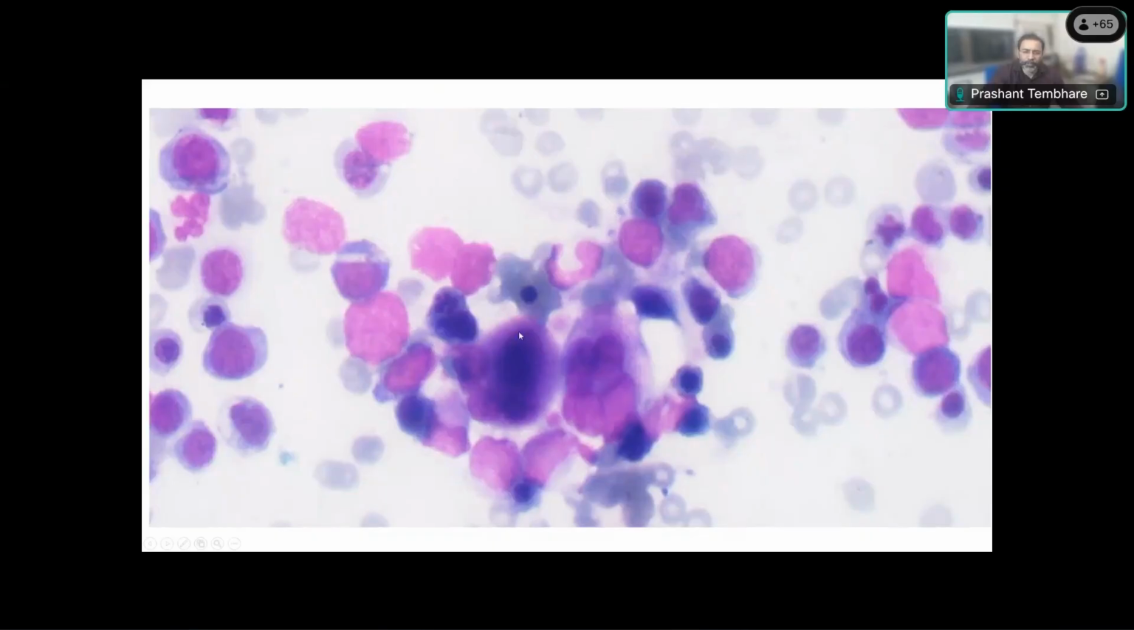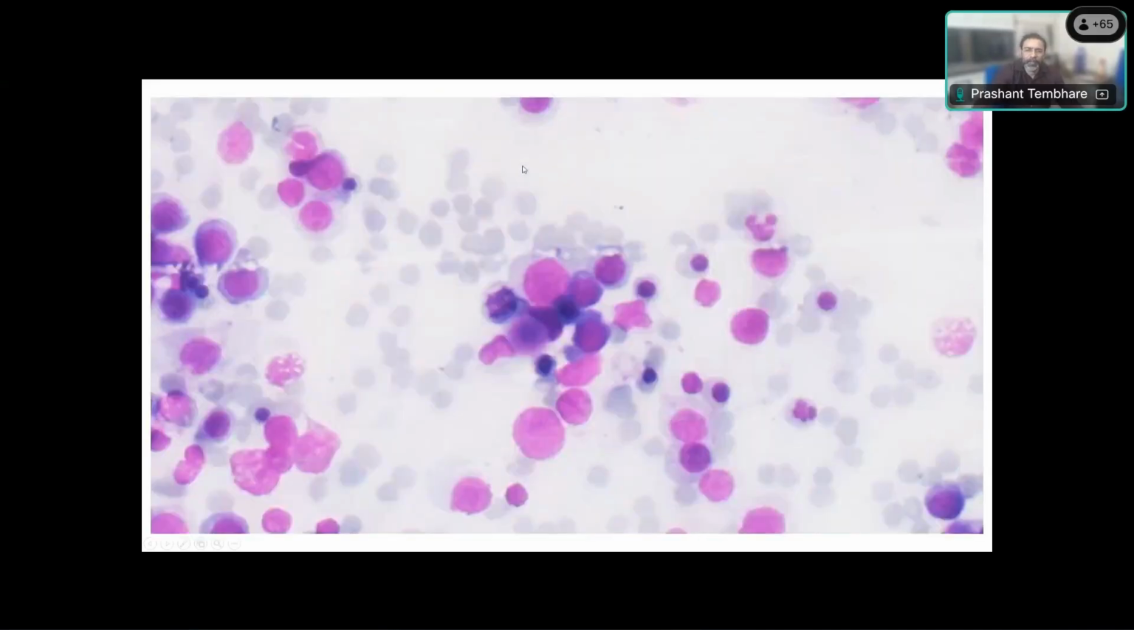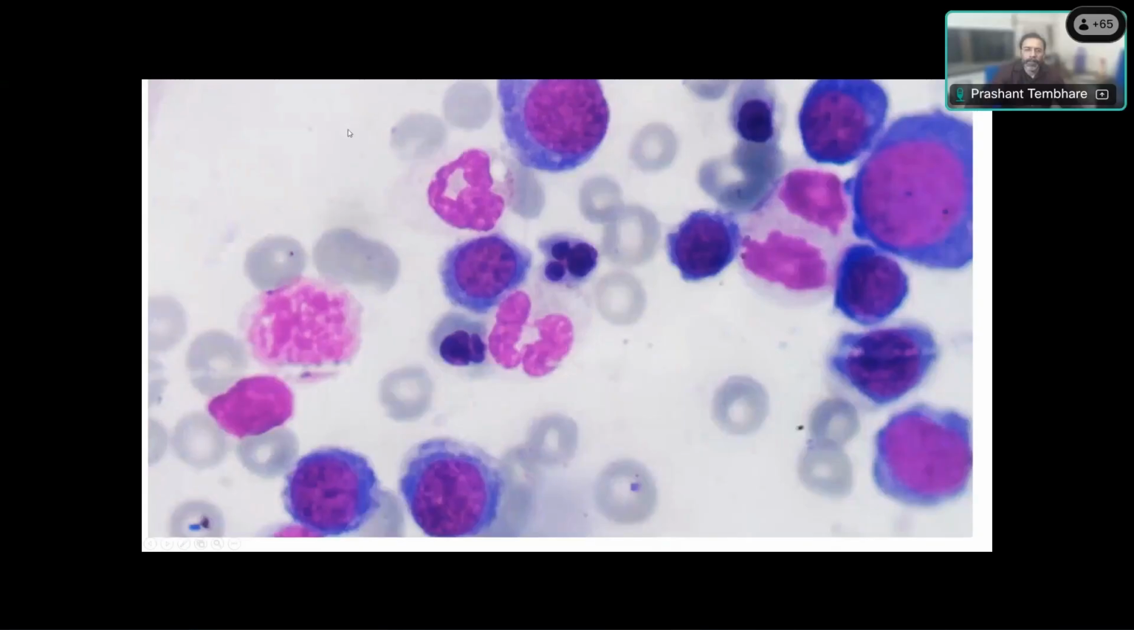You can see even the dysplastic megakaryocytes are also there. You can see the hypolobated megakaryocytes are there. There is another picture. Dyserythropoiesis is there predominantly. There's some dyspoiesis in granulocytes. You can see the dyspoiesis in granulocytes. Okay. Here you can see the dyspoiesis.